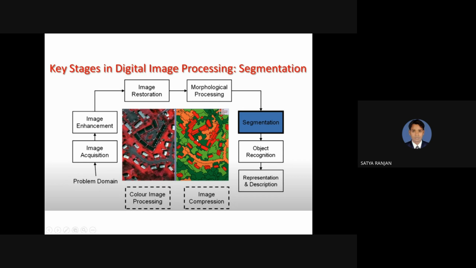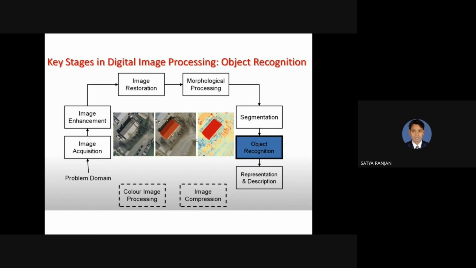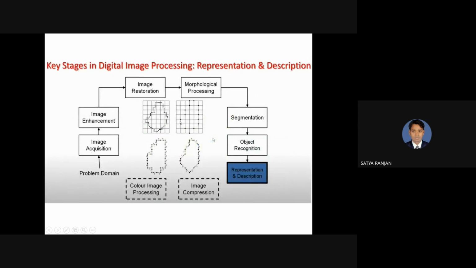Then object recognition. In a particular area, some objects are recognized. Suppose this building, this house, is recognized. Based on this house, we can apply this technique for multiple houses. So at a time, these multiple features are detected, and this is recognized as the settlement area.